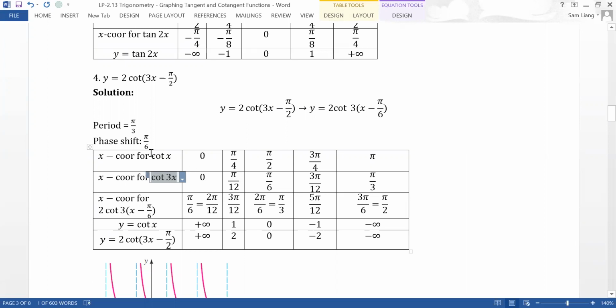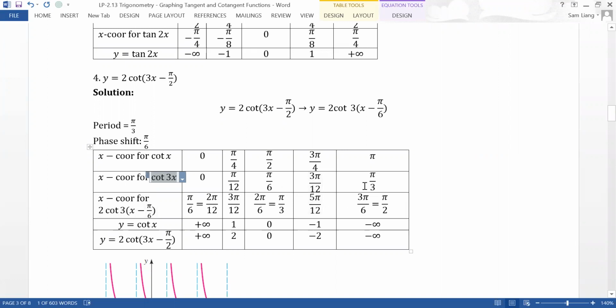So we're going to add pi over 6 to everything. So we get pi over 6, 3 pi over 12. And the way you do that is pi over 6, if you multiply top and bottom by 2, you get 2 pi over 12. So 2 pi over 12 plus pi over 12 is 3 pi over 12. Next, we have pi over 6 plus pi over 6, which is 2 pi over 6. After that, it's 3 pi over 12 plus pi over 6. Right, pi over 6 is 2 pi over 12. Right, 2 pi over 12 plus this is 5 pi over 12.